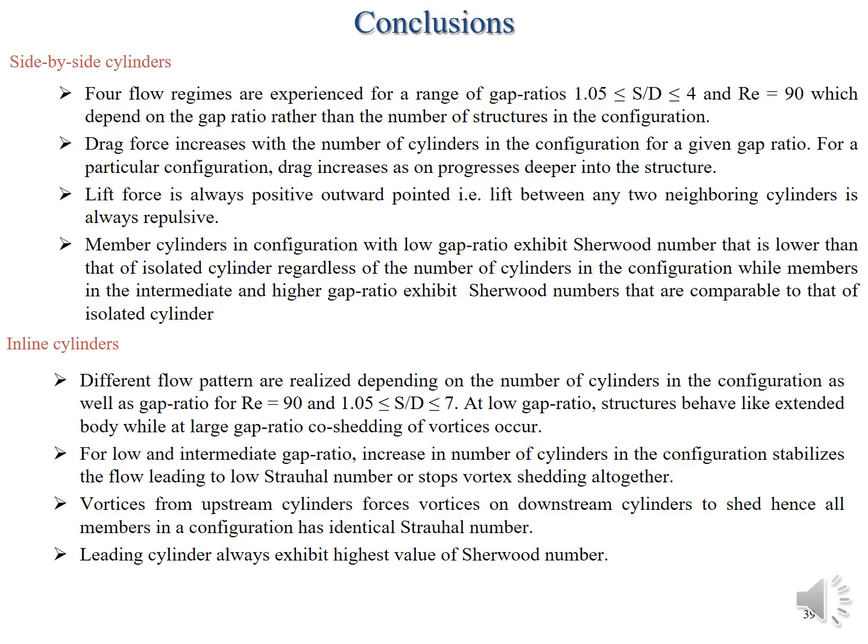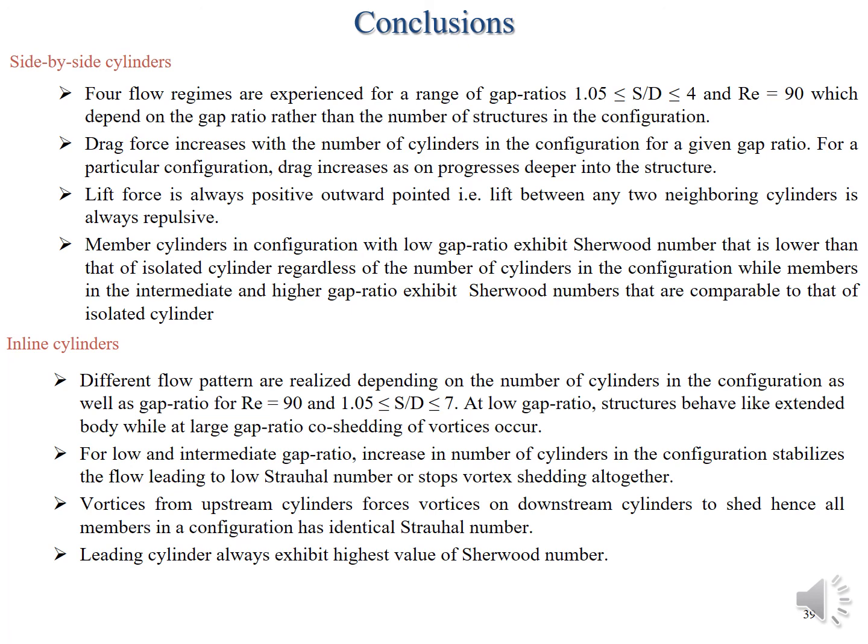So in conclusion, we can say that we have 4 flow regimes for side-by-side cylinders for a gap ratio of 1.05 to 4 at Reynolds number 90 at least. For lower gap ratios, we have the single body flow regime, and then as you increase, you have a deflected wake toward one side, which we call an asymmetric biased flow regime. Then we have a symmetrical biased flow regime, where we have deflection on both sides with equal angles, and finally we have what we call an independent regime, in which all the cylinders behave independently.